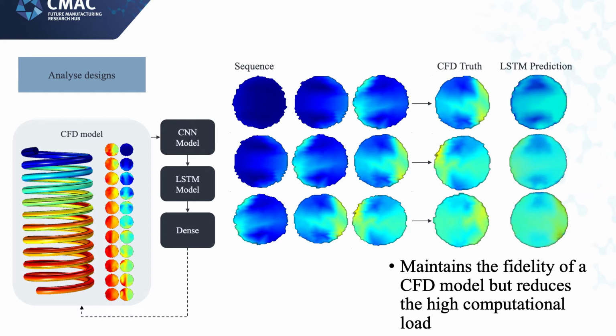So our neural network model has actually been pretty good here in terms of learning the performance of this. So this helps us maintain the fidelity of the CFD model, but does reduce the computational load, because we don't need to simulate the whole coil. We can just simulate part of it and then extrapolate what the rest of that would be.